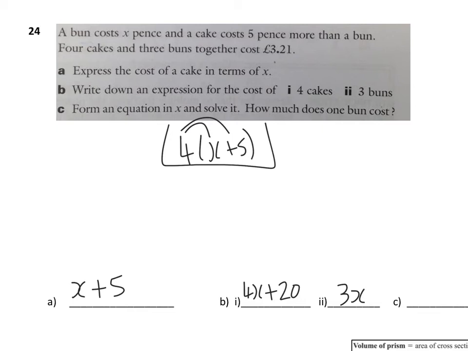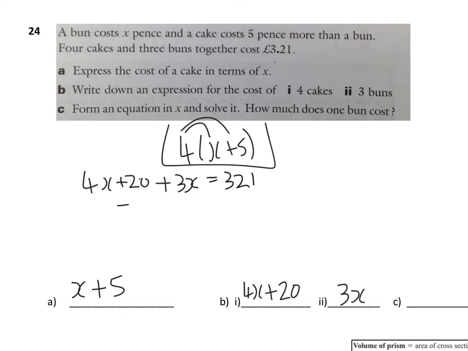It then asks you in part C to form an equation in x and solve it. How much does 1 bun cost? The bun being x. Well, the last sentence says 4 cakes, which is this, and 3 buns, so plus 3 buns was 3x. Altogether cost £3.21. The question's in pence and pounds. Let's keep it all consistent in pence. So equals 321. That's our equation.